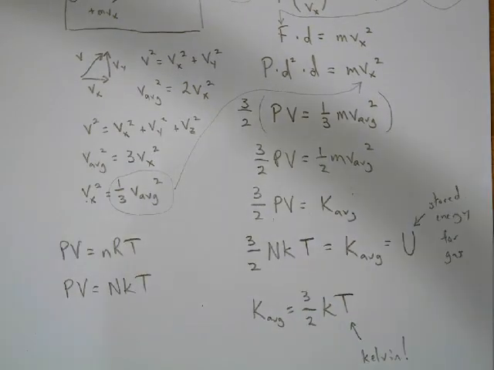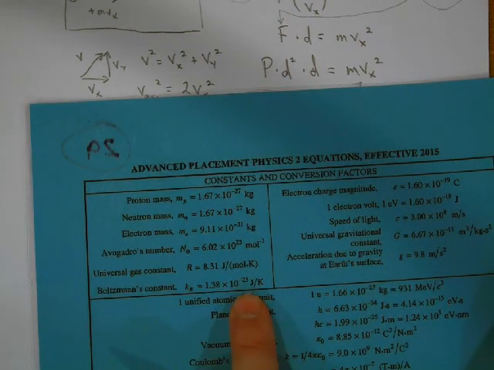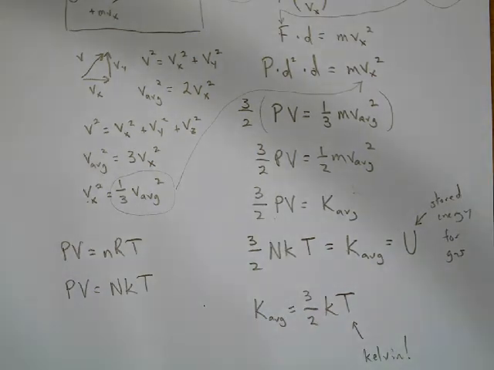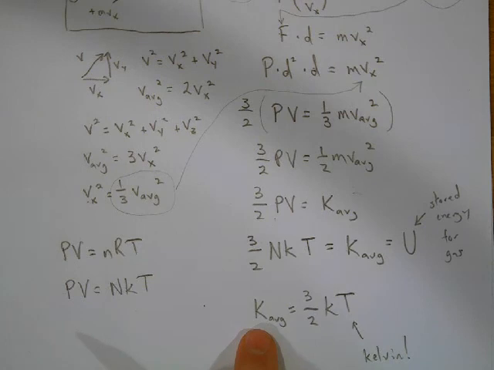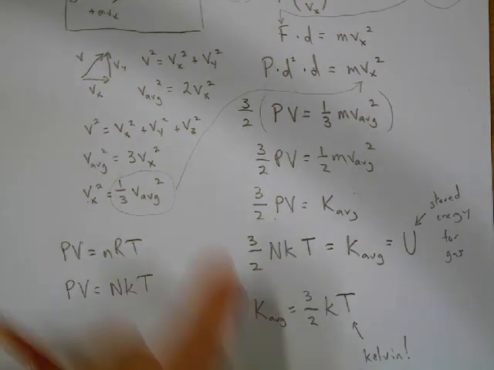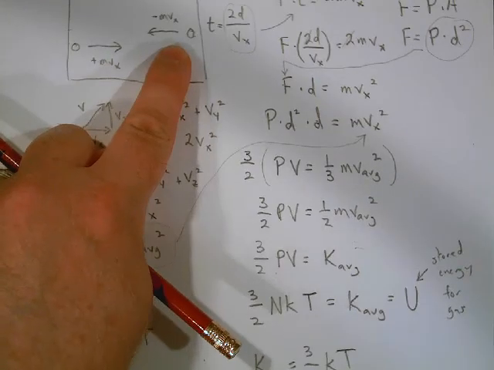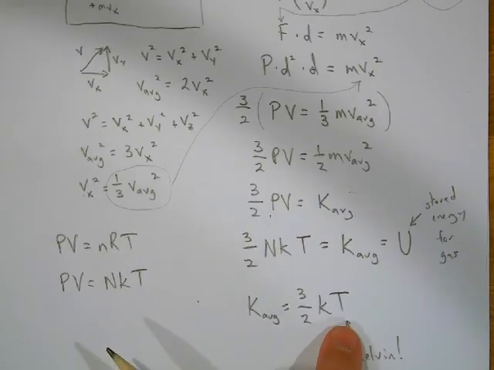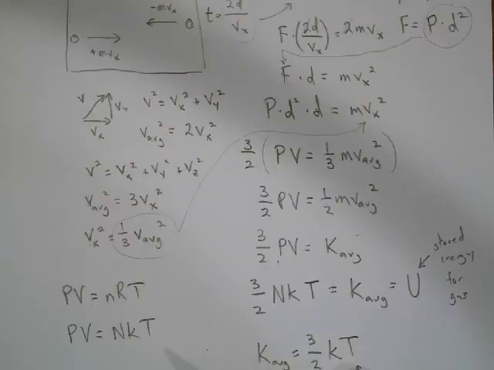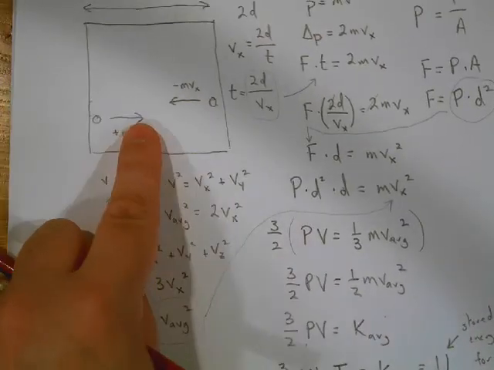Because why? Because k is 1.38 times 10 to the, let me look at my constant sheet, minus 23rd, yep, minus 23rd, and it's joules per Kelvin. It's right there. Okay. So there's your equation, and here's why it's super powerful: average kinetic energy depends on temperature. So the average kinetic energy of a single molecule moving around depends on just the temperature. It doesn't depend on anything else.